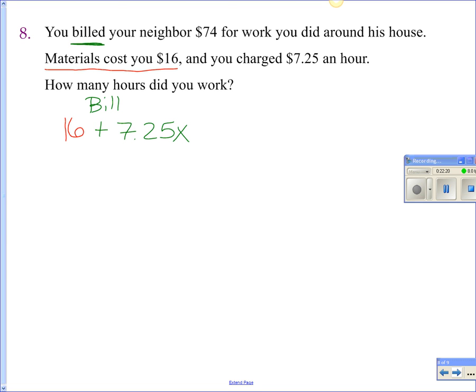So this is the bill. It was materials and the labor together. Okay? What else can I put up here? Why does it equal 74? That was the total of the bill. That's what I billed him for, $74. Okay? All right, Mary, what do I do next on this?